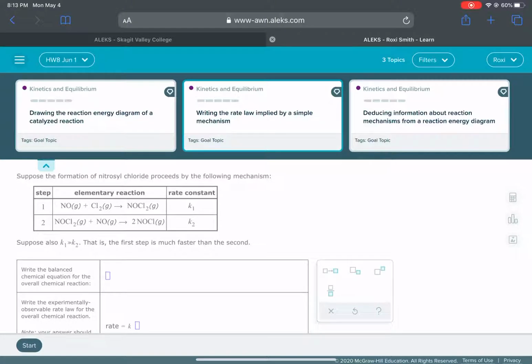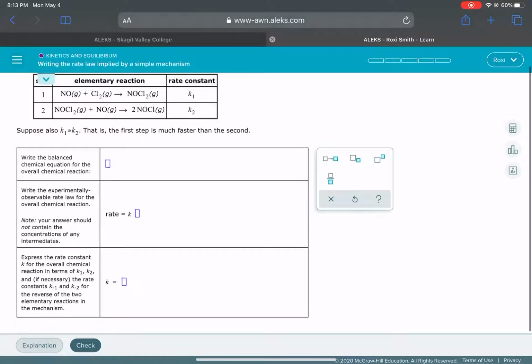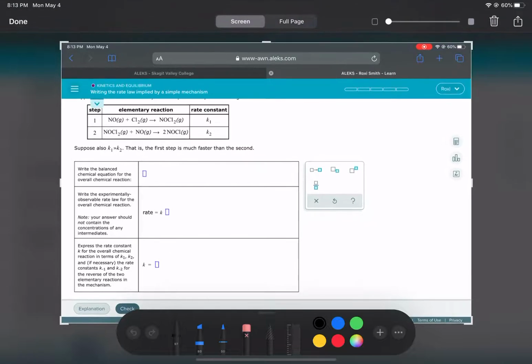Now let's look at the problem writing the rate law implied by a simple mechanism. This one I'm suspecting is going to be tricky. I think that this one is going to be similar to the last problem on the worksheet for 19.7. So first thing we have to do is write a balanced chemical equation for the overall reaction, and that is not going to be the hard part.